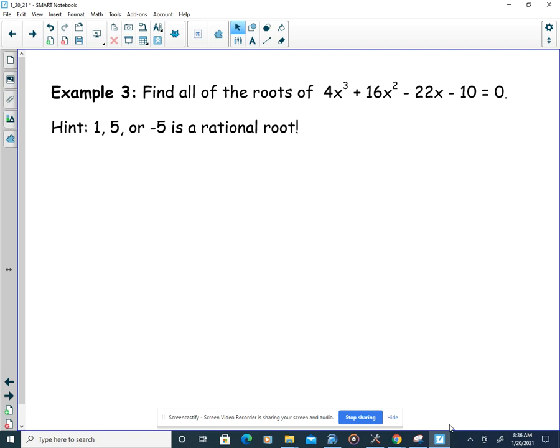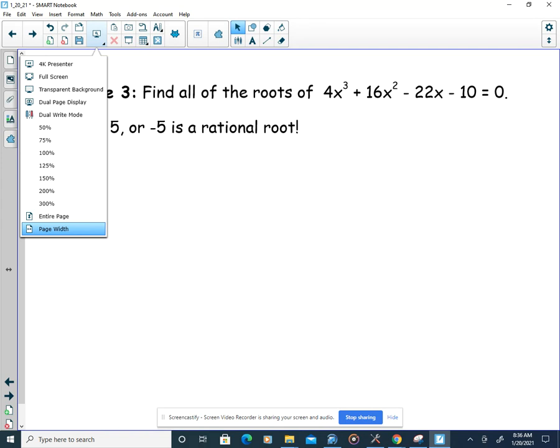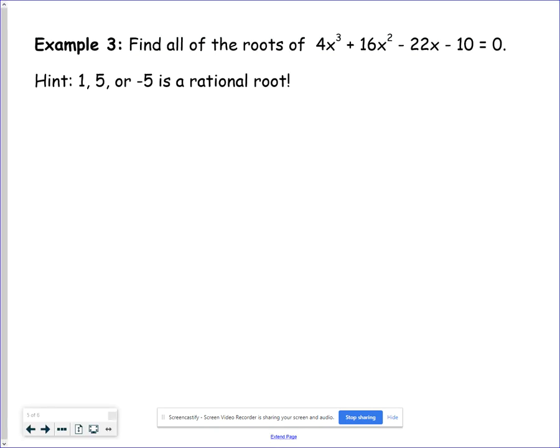All right, this is our third day using the rational root theorem. We're just going to be solving some more of these polynomial equations. So this is a little bit of a review. This is similar to what we did yesterday. It says find all the roots of this cubic equation. And then it gives us a hint.